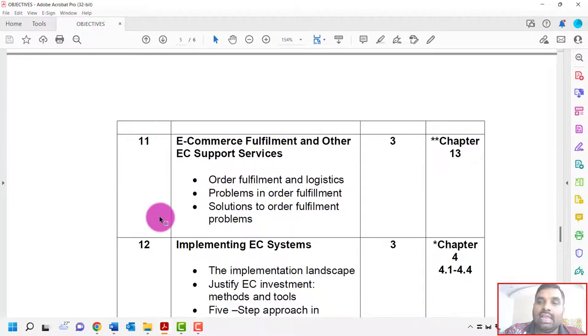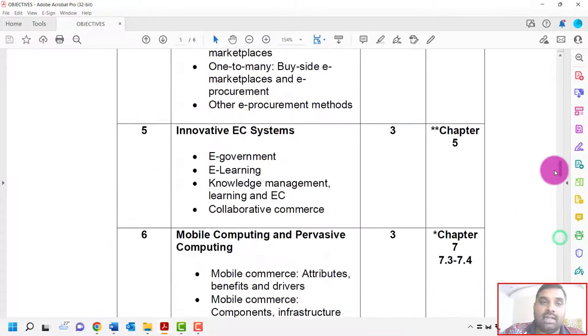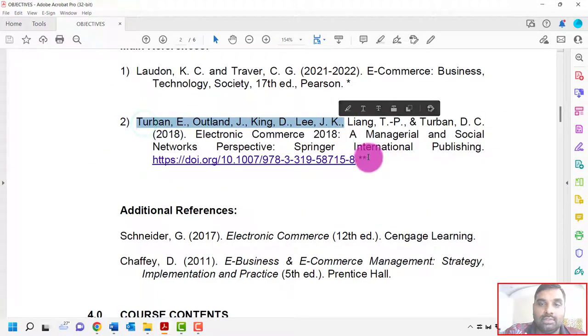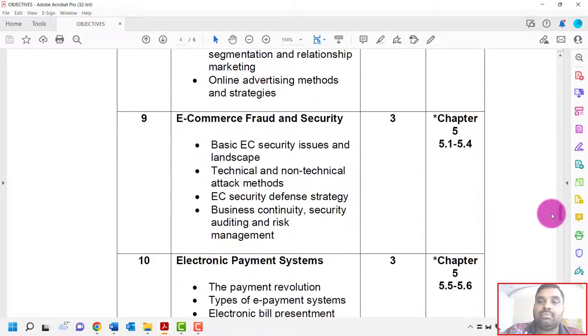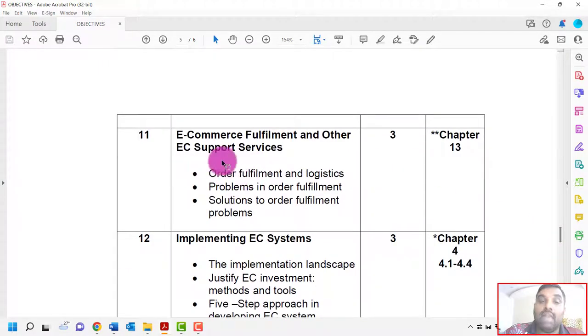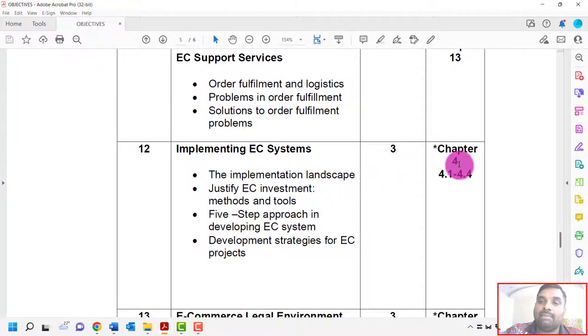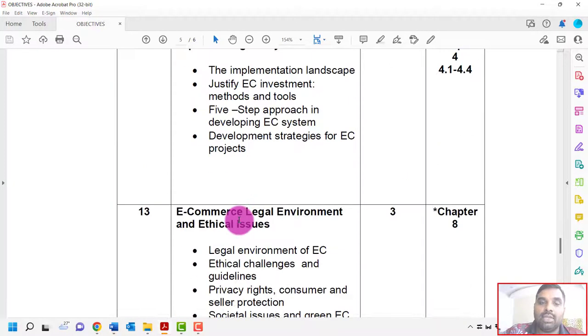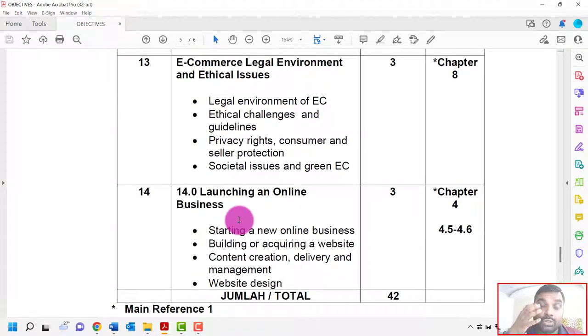Followed by chapter 11, e-commerce fulfillment and other EC support services. This one you have to get from the second main reference, which is not from Laudon, it's from this book, Turban. For chapter seven, followed by chapter 12, you have to refer to chapter 4, implementing EC systems. Followed by e-commerce legal environment and ethical issues, chapter 8. And launching an online business, you have to look at chapter 4 from the first main reference. So altogether there are 14 chapters that will be covered for this subject.